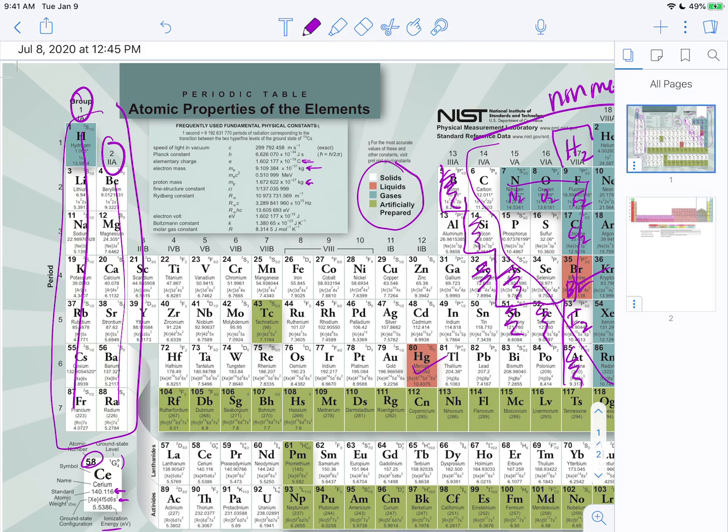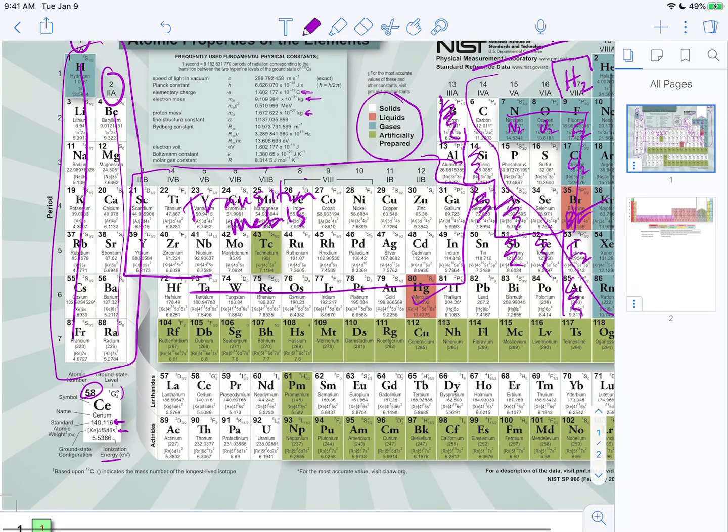So we have transition metals that go here. Transition metals. We focus on the first couple rows. So these are the transition metals. They transition between the group 1 and group 2 metals and the non-metals.